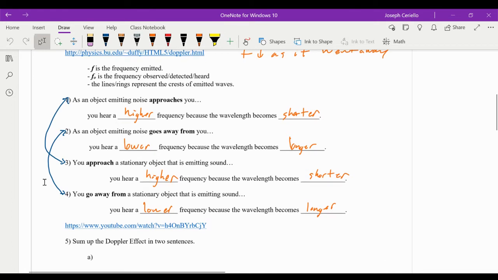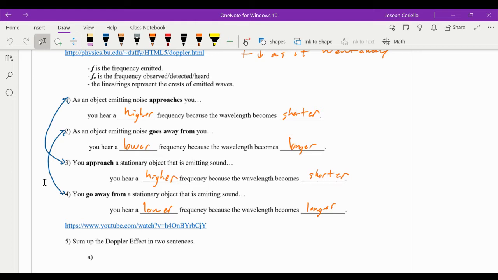Now, let's switch it up. Let's say the observer is approaching the stationary object. They're going to hear a high frequency still because the wavelengths they perceive are going to be shorter. They're going to reach each successive wave crest quicker, so it's going to appear as if the wave is shorter. If you're going away from a stationary object, you're going to hear a lower frequency because the wavelength gets longer, because you're kind of running away from the wave as it's coming toward you.